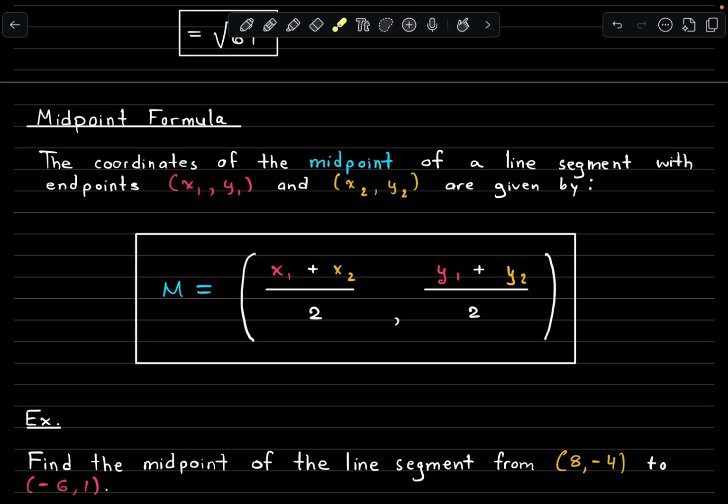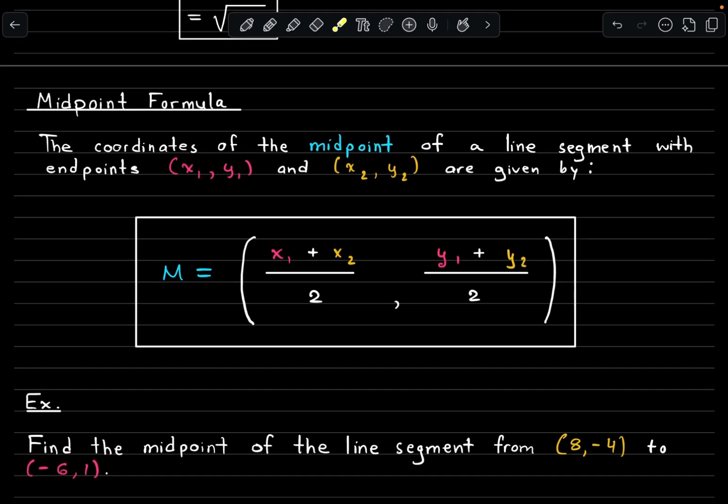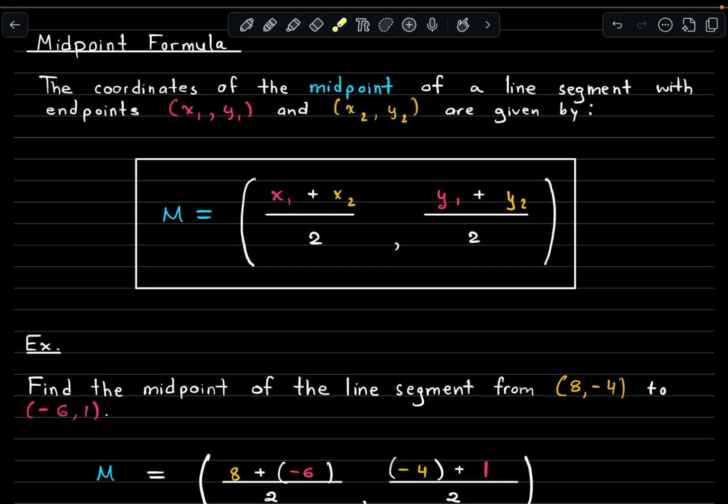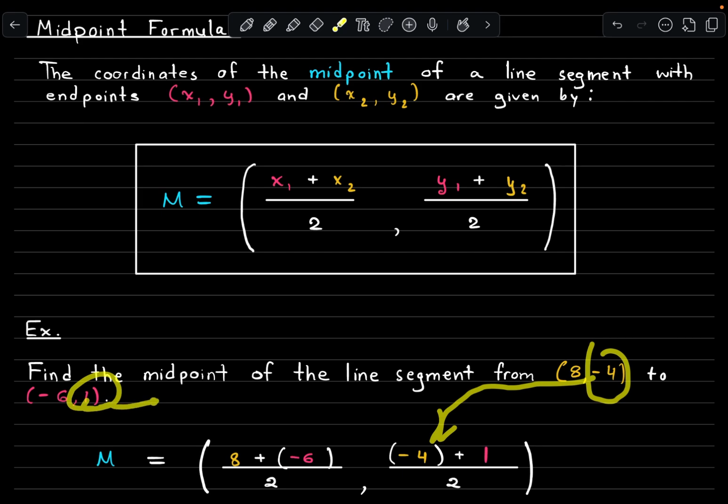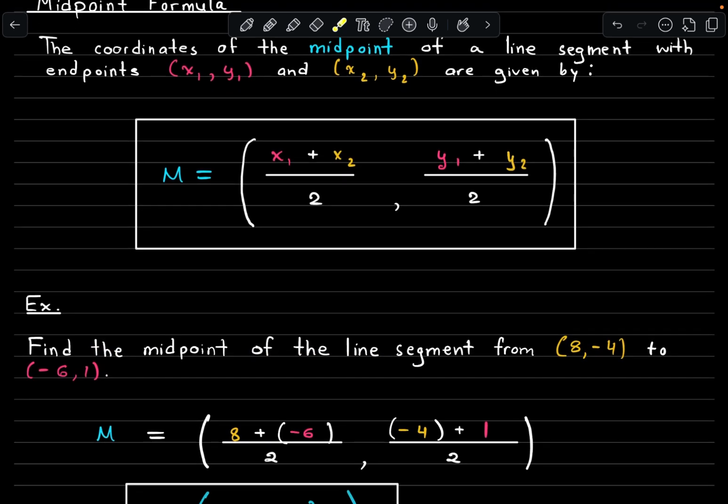So let's look at an example. Find the midpoint of the line segment from 8, -4 to -6, 1. So we throw those into our formulas. We take the x value from the first one. We take the x value from the second one. We calculate their average, 8 plus -6 divided by 2. We do the same exact thing for the y values. We get -4. We get 1. And take their average. Add them and divide by 2.